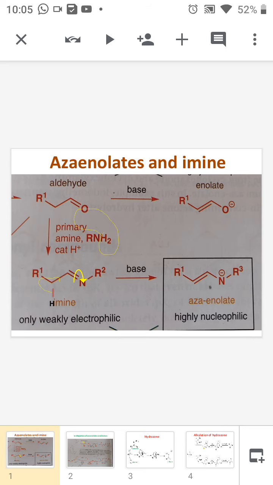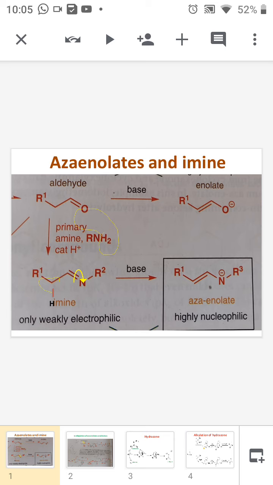So in the last class we have discussed the alkylation of the ester. Today we will discuss the aza-enolate and imine. So first of all, we will discuss what you mean by the aza-enolates and imines. So aza-enolates and imines are produced when a ketone or an aldehyde reacts with a primary amine, naturally the condensation reaction will occur and form the imines.